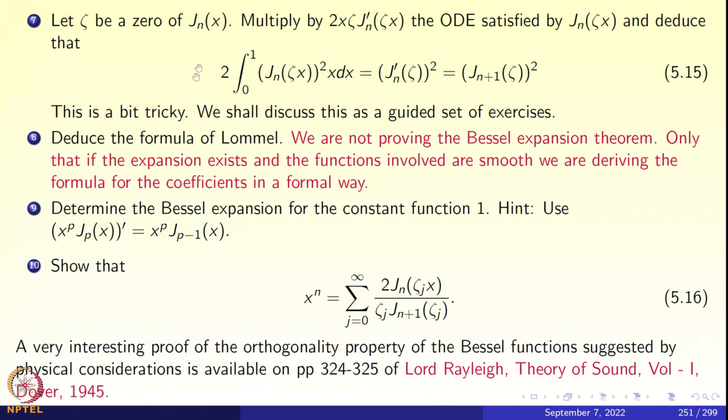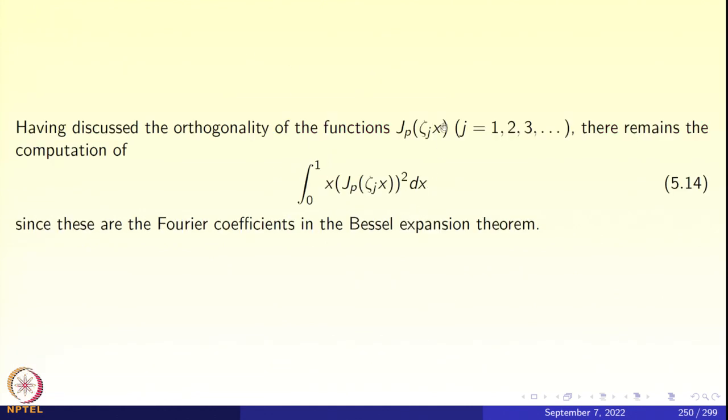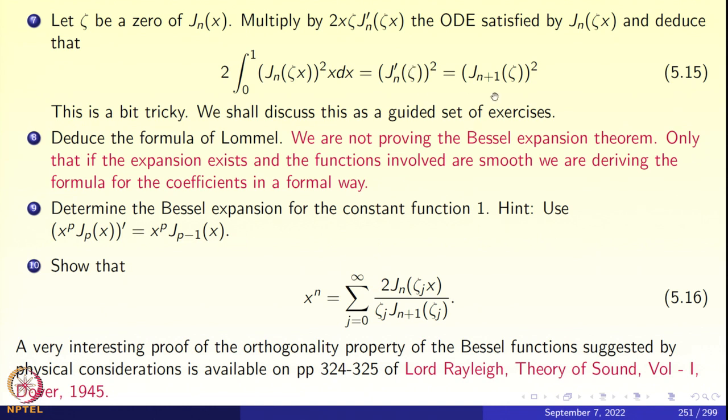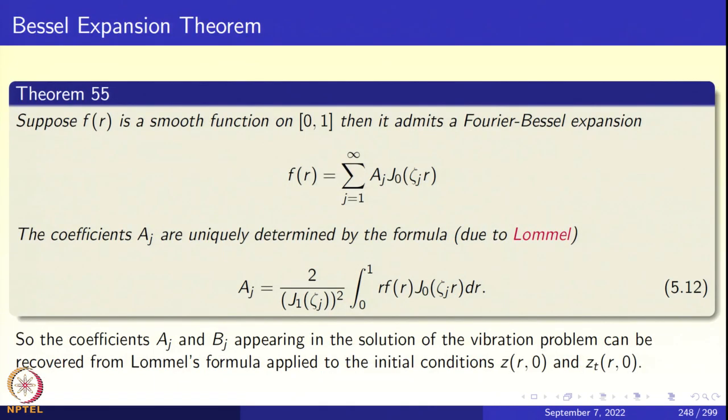The normalizing factors that I talked about in the previous one, we need to compute these integrals, and these integrals are computed here in the next exercise. And using this exercise, we deduce the formula of Lommel. What is the formula of Lommel? The formula of Lommel appears in the Bessel expansion theorem here. So in this formula of Lommel, we can determine A_j.